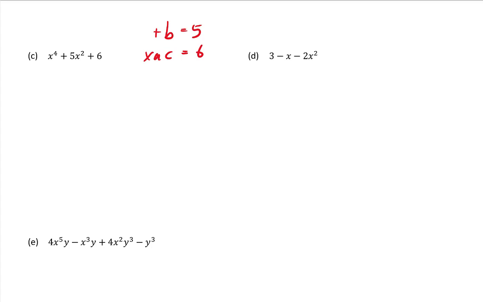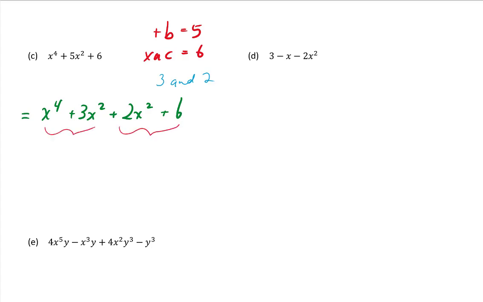So those two numbers are going to be 3 and 2. Add to 5, multiply to 6. So we end up with x to the 4th, and we're splitting up the 5x squared. So that's going to be 3x squared plus 2x squared plus 6.